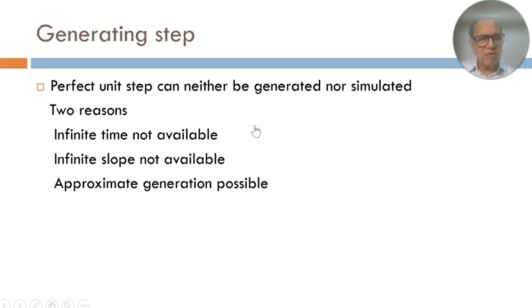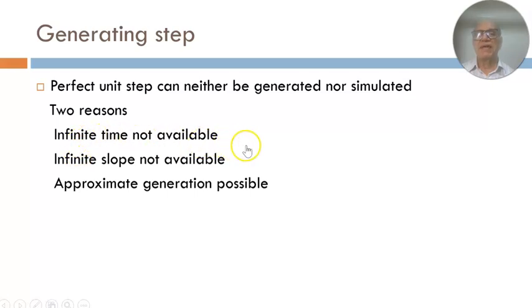In a simulator, can you have it? In simulation also you cannot have it, because you take any sample. There is no way in which the sample can have two values at the same time. See, step input, what happens? At t equal to 0, the value jumps from 0 to 1. And that is not possible even in a simulator.